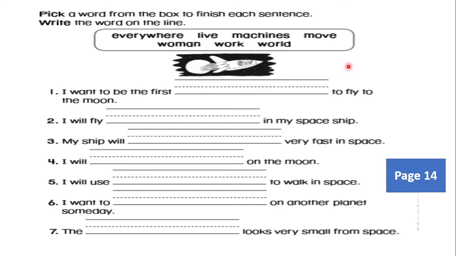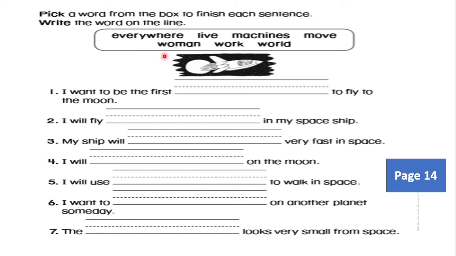Now open your readers and writers to page 14. Let's quickly go over the words that you have already done with your teacher. Pick a word from the box to finish each sentence. Write the word on the line. Everywhere, all around. Live, to be alive. Machines, the things that have moving parts. Move, to go from one place to another. Woman, a lady. Work, a job. World is the earth.